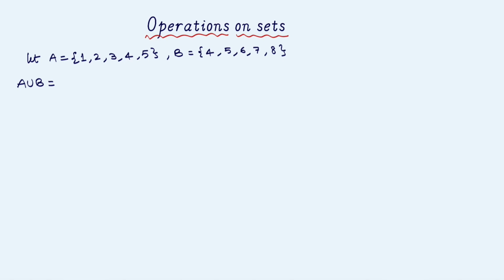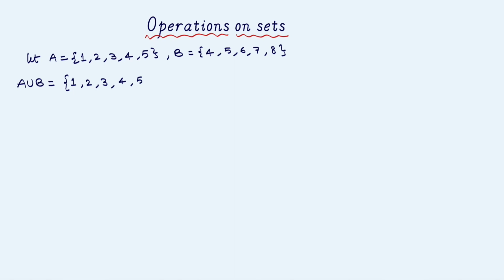Now A union B. Union means what? All together. So here we write all the elements of A and B together in one set. That set of all those elements of A and B will be called as A union B. So you can list out like this the elements of A union B. You have to write all the elements of A first: 1, 2, 3, 4, 5.